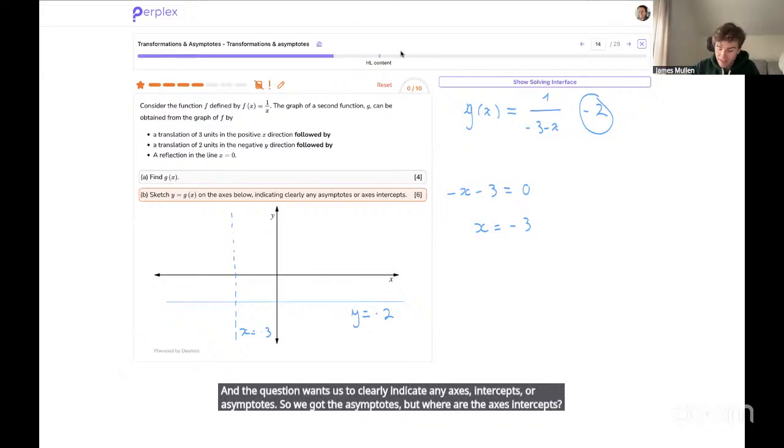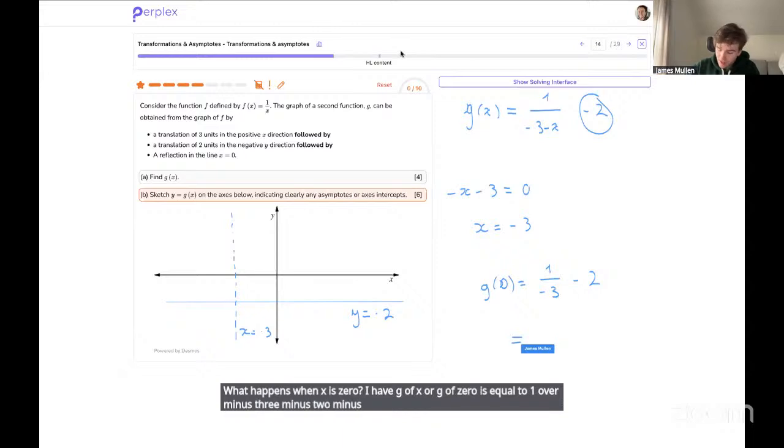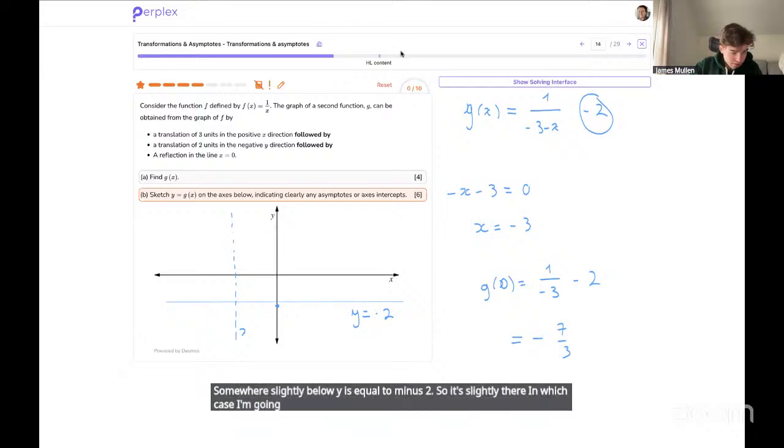So we got the asymptotes, but where are the axes, intercepts? What happens when x is 0? I have g of 0 is equal to 1 over minus 3 minus 2, which is, because negative 2 is negative 6 over 3, negative 7 over 3. So that's going to be somewhere slightly below y is equal to minus 2. So it's slightly there, in which case I'm going to rearrange where I put my asymptote. I'm going to label it here.